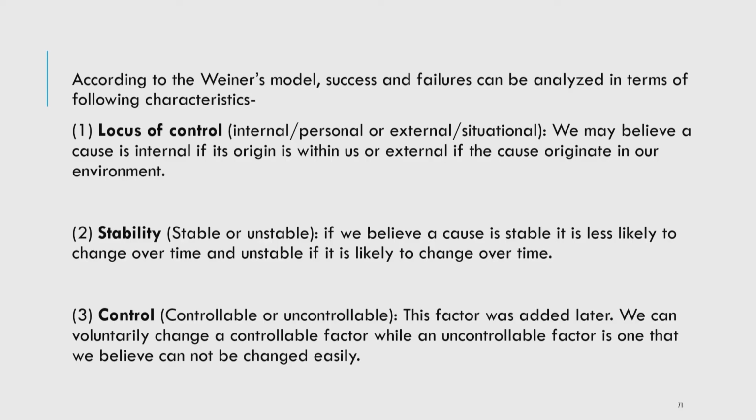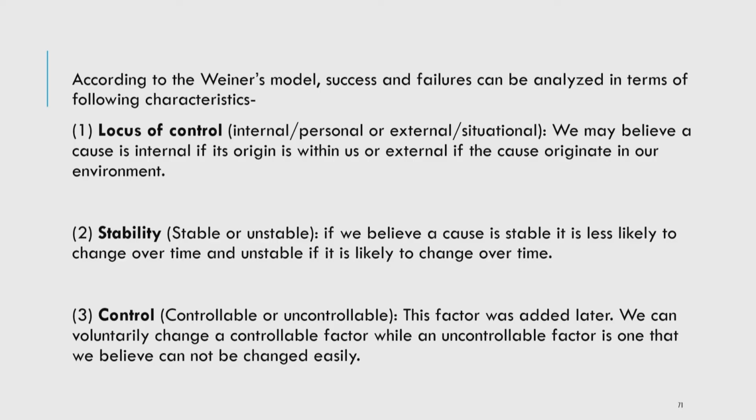Second is stability. Internal factors and external factors can also differ in their stability. If we believe a cause is stable, it is less likely to change over time. Stable factors don't change often, and unstable factors change easily. For example, hard work is an unstable factor because we can change our level of hard work. I can work very hard or not so hard, so it is a changeable or unstable factor. Stable factors could be my ability and intelligence. You cannot change your ability and intelligence in days and weeks and months. These are more stable qualities, which are influenced by genetics, environment, so many things.